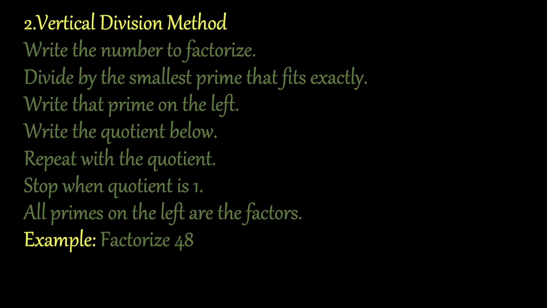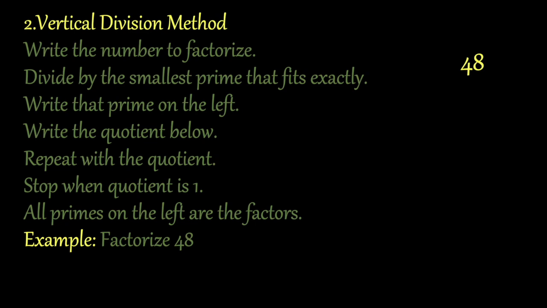Example we will study: here we will factorize the number 48. Again, read rule number 1: write the number to factorize. Here we have written the number 48, and we have to factorize it. Divide by the smallest prime that fits exactly.